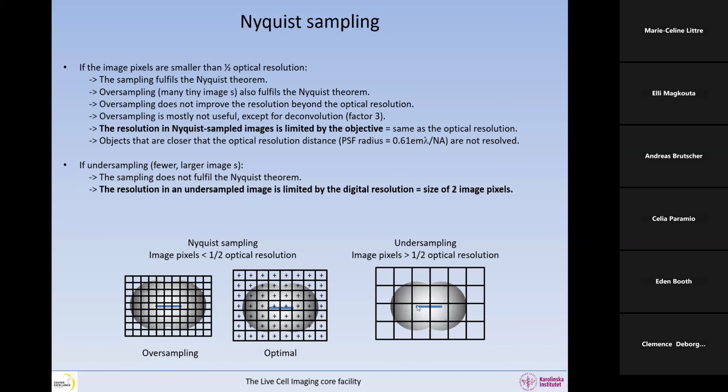Okay. And in this case, since the image resolution is not the same thing as the optical resolution because we're undersampling, what is the image resolution? Well, it is the size of 2 pixels. So if we were sampling correctly, the image resolution would be just the size of the point spread function. But if we are undersampling, it actually becomes the size of 2 pixels. So you can imagine that as we get bigger and bigger pixels, we have a worse and worse resolution. Okay, so 2 objects that are closer than the digital resolution are not resolved.